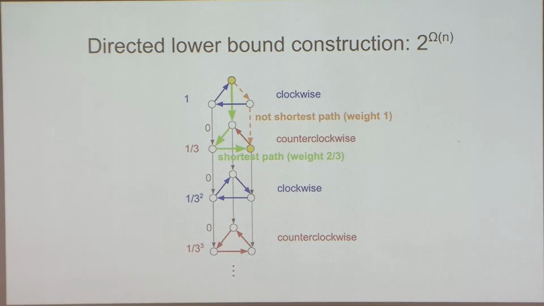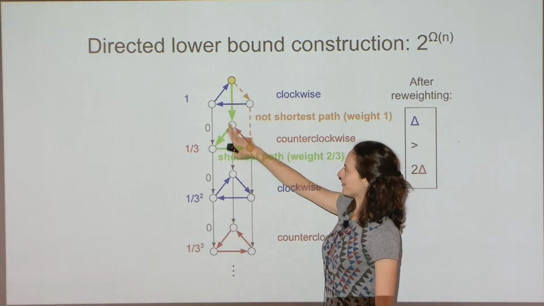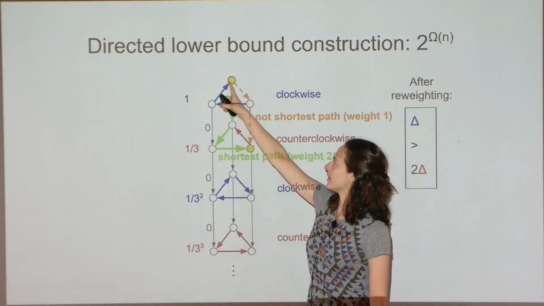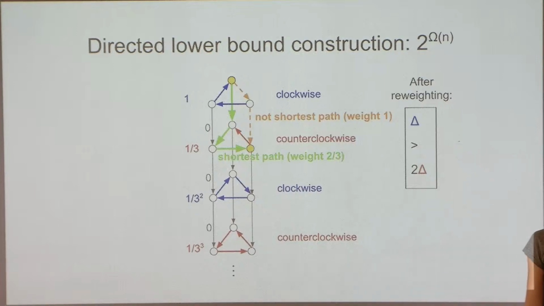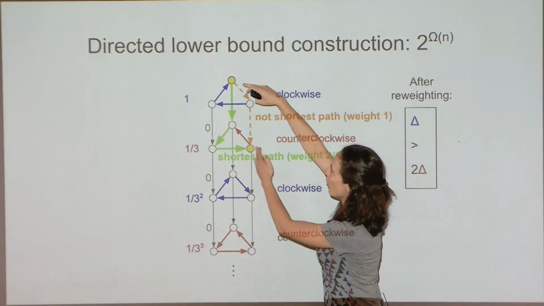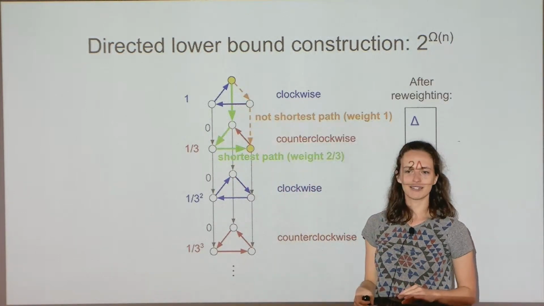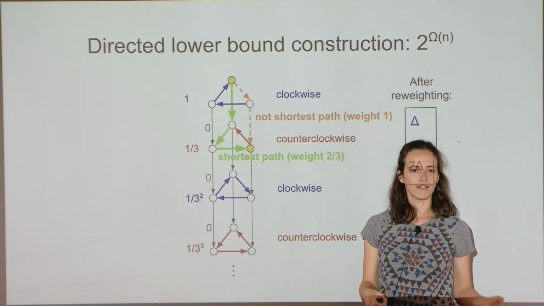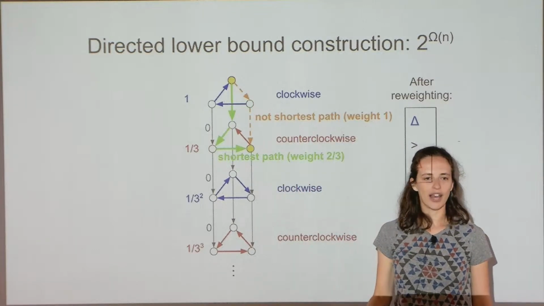Now, this is the useful part. In the final graph, we need it to be the case that this path remains a shortest path. This particular sequence of vertices remains a shortest path. So that means that if you take all three of those matching pairs, the sum of all of those shortest paths has to be less than the sum of all of those not shortest paths. And if you do that, you get the following thing.